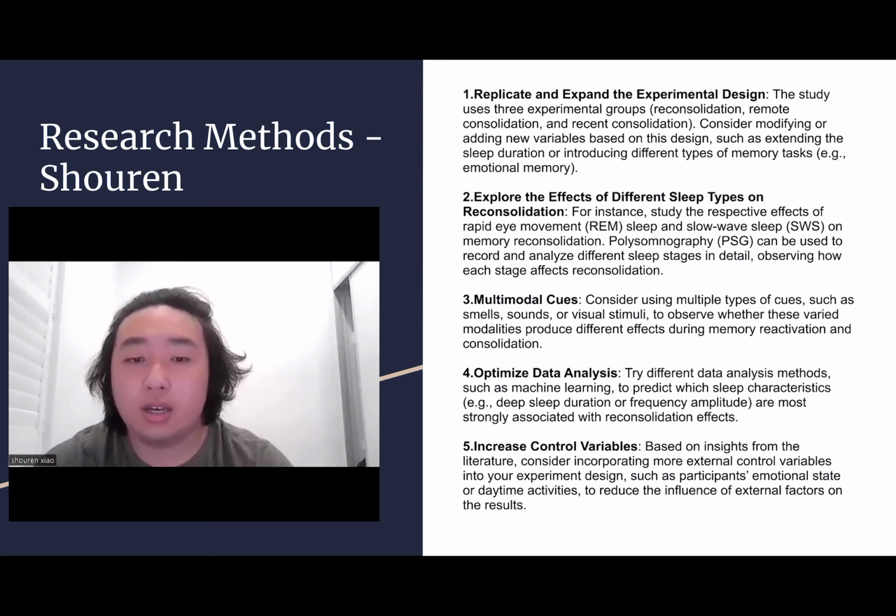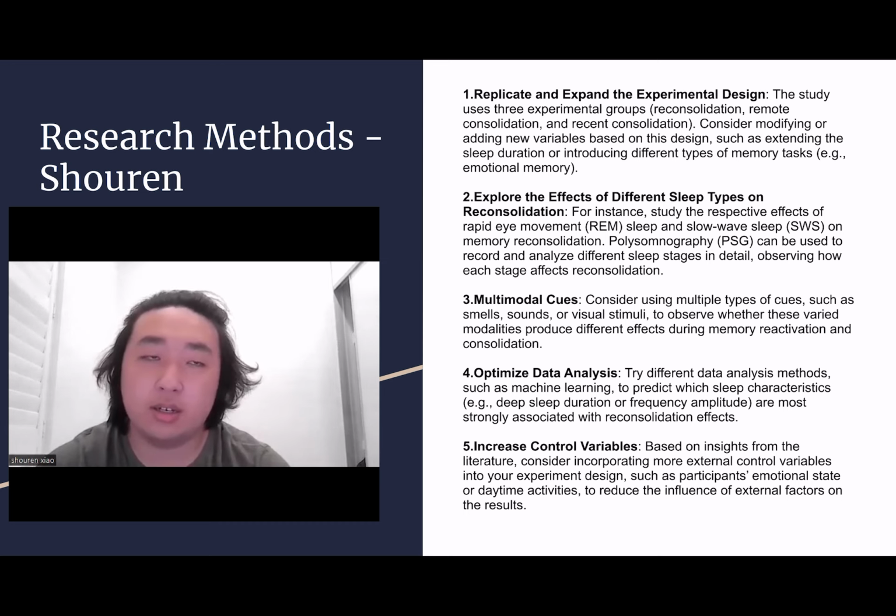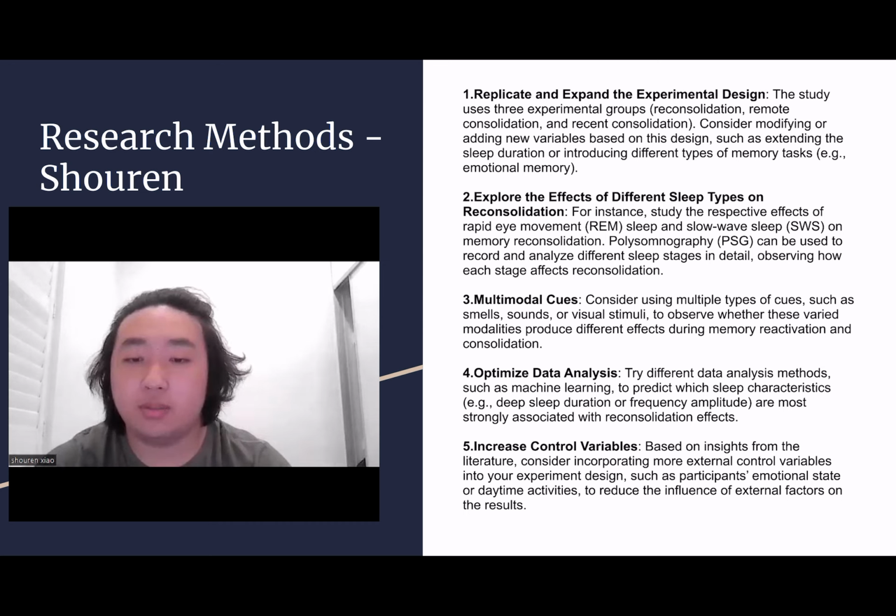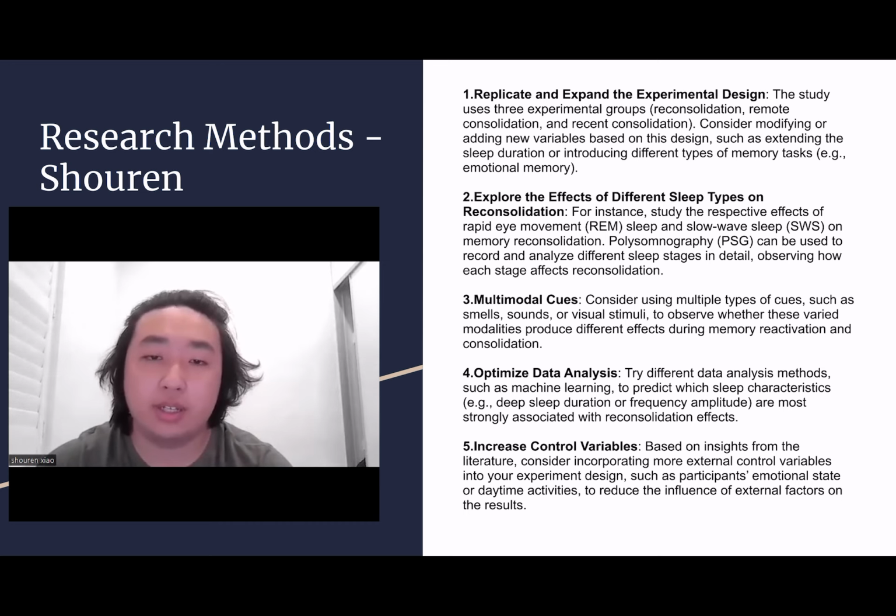Finally, incorporating control variables like emotional state and daytime activity could help reduce external influence, making our findings more reliable and accurate.